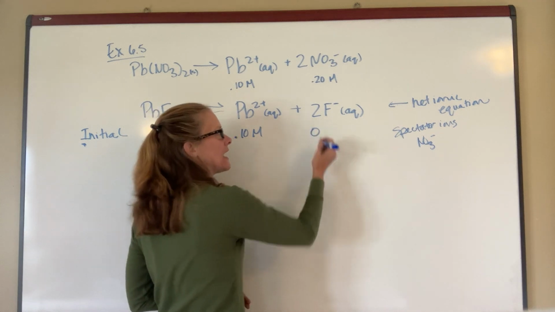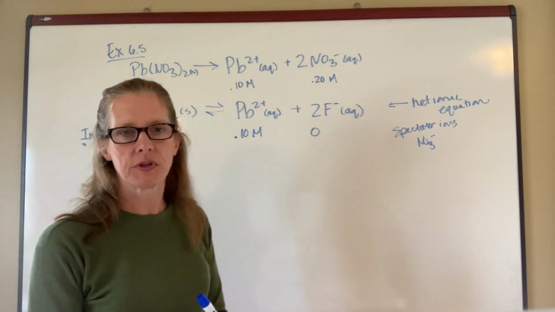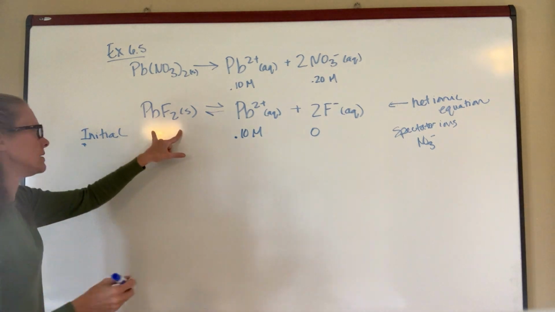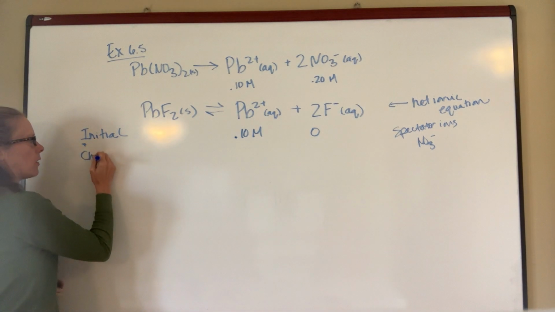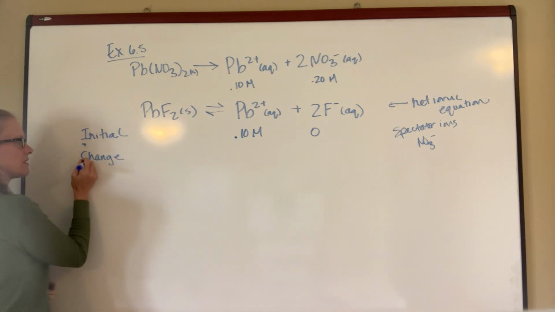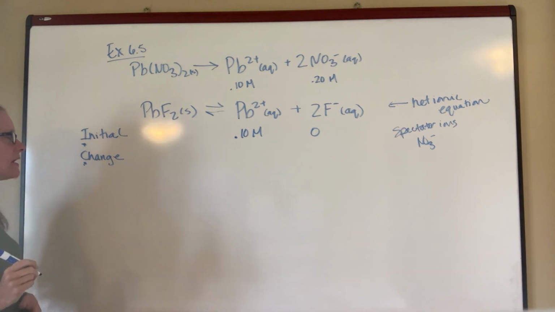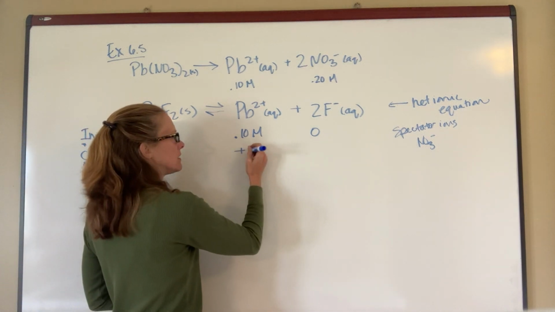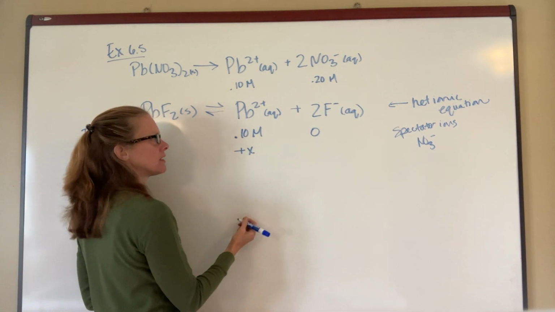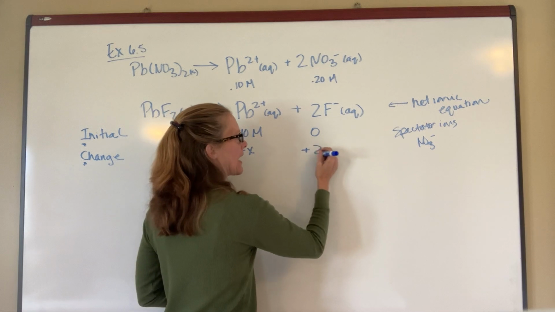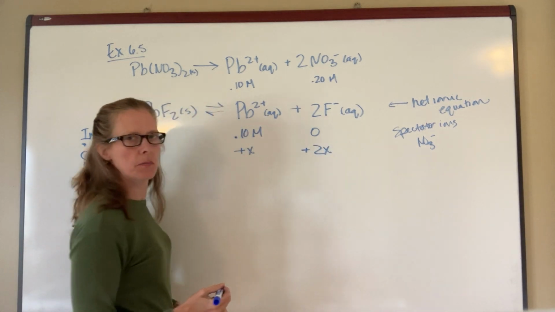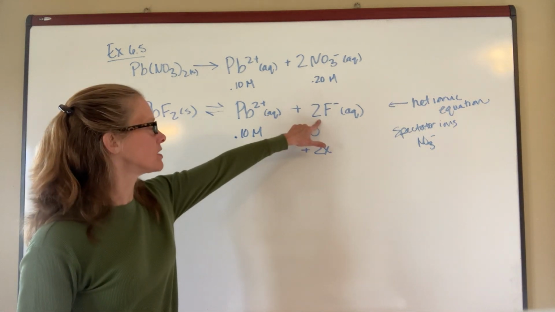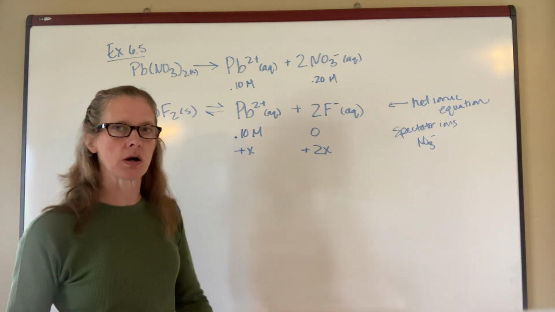Initially, I don't have any fluoride ions at all. They're not there, okay? Now, as I put the lead fluoride in and it starts to dissolve, what kind of change is going to take place? That's the C in ICE. What kind of change am I going to have? Well, I'm going to add X amount of lead ions, and I'm going to add 2X amount of fluoride ions, because remember, I have twice the number of ions here as I do over here.